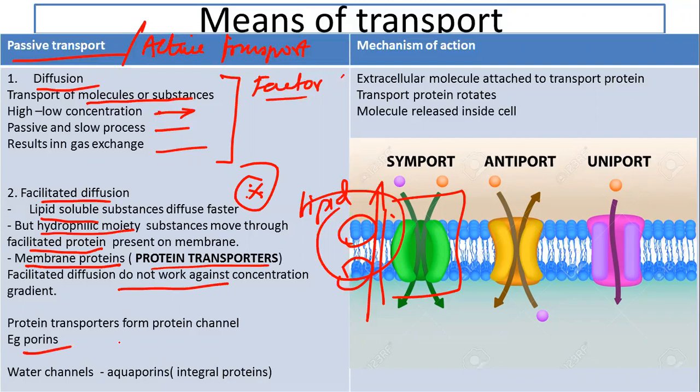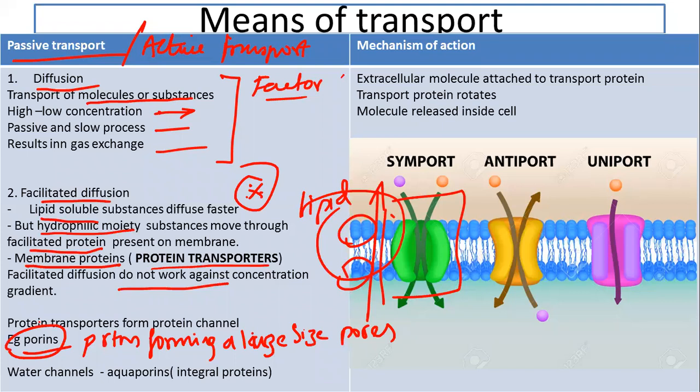So what are porins? Porins are nothing but proteins which form large size pores. These porins will be present in the outer membrane of the plastids, on the mitochondria and even on some bacteria, and may allow even small size proteins to pass through. That is the role of porins.